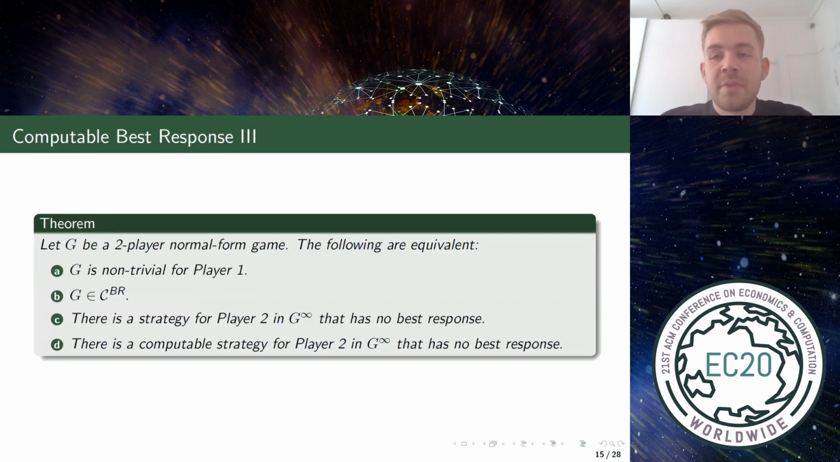Surprisingly, and this is our first big result, non-triviality is necessary, but also a sufficient condition. That is, G is non-trivial for player 1 if and only if G belongs to CBR. That is, player 2 has a computable strategy that has a best response, but no computable best response. As a side result, parallel to Knobloch's paper, G being non-trivial is also equivalent to the existence of a strategy that has no best response and to the existence of a computable strategy that has no best response. However, we skip the proof of this theorem here.